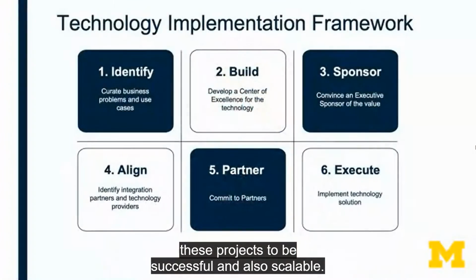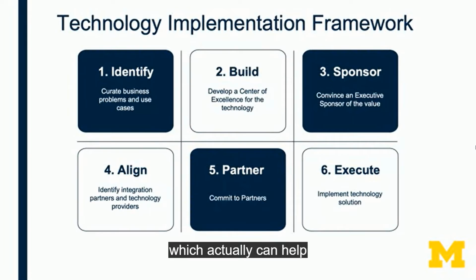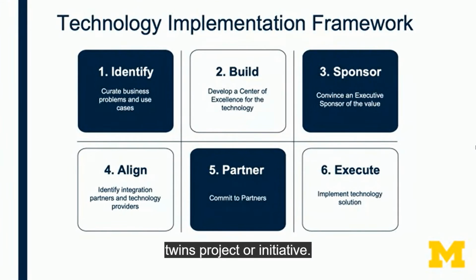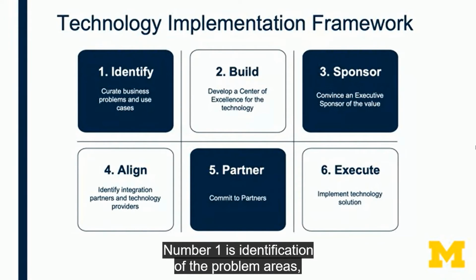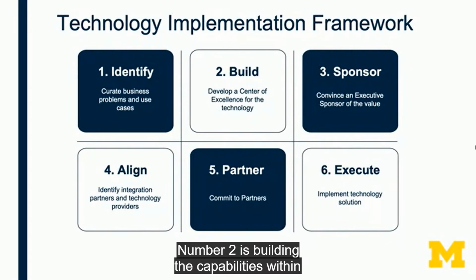So here we have a simple 6-step framework which can help manufacturers improve the success of the implementation of the digital twins project or initiative. Number one is identification of the problem areas, identification of opportunities where digital twin could be applied. Number two is building the capabilities within the organization, not just for one project, but for multiple projects.